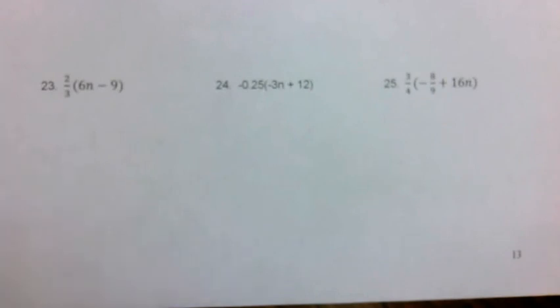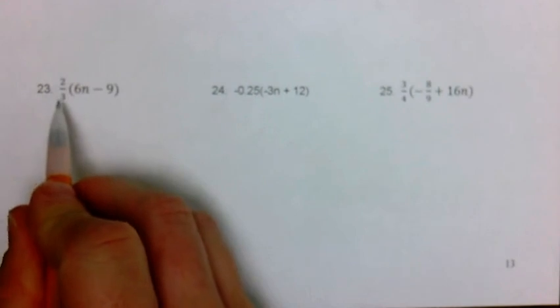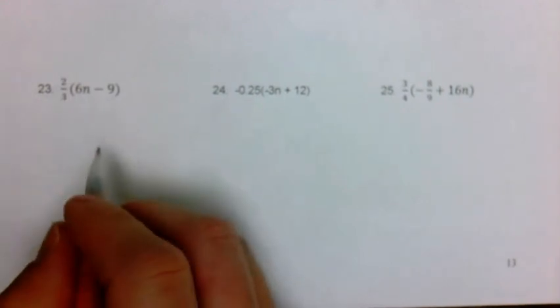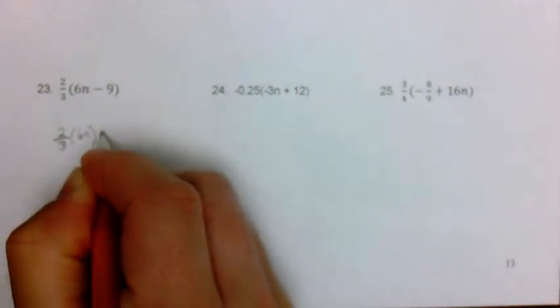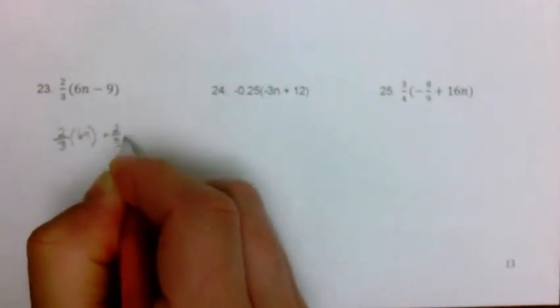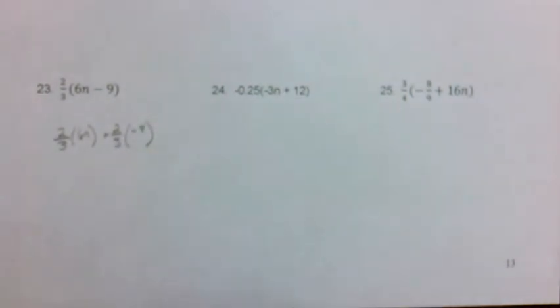In the final part of this video, we're going to look at distributing with fractions and decimals. And when you distribute with fractions and decimals, it's the same as distributing with any other number that you would use, like we did earlier in this video. Let's start by distributing 2/3 to 6n minus 9. 2/3 is going to multiply 6n, and positive 2/3 is going to distribute to negative 9. So 2/3 times negative 9.